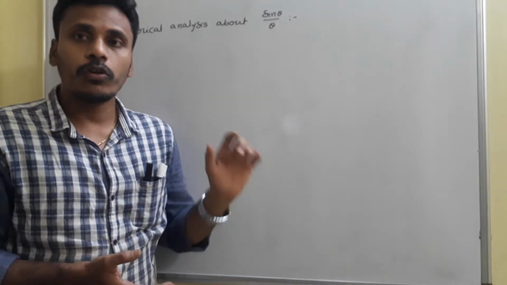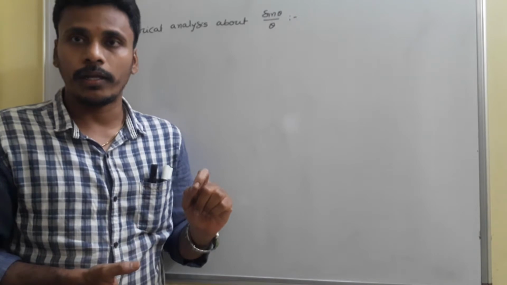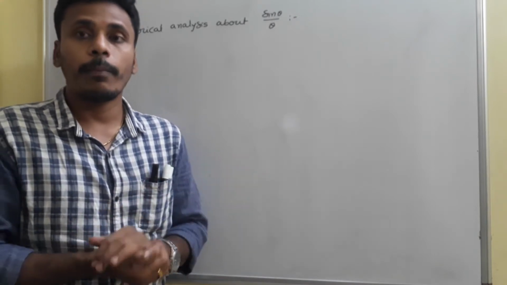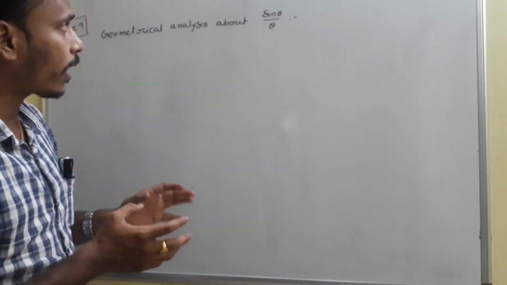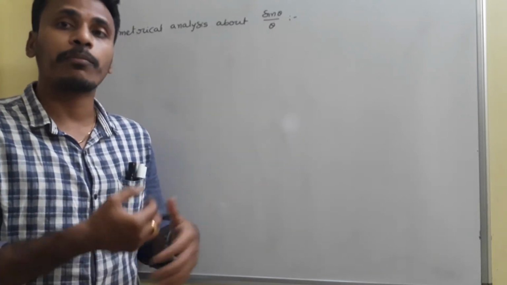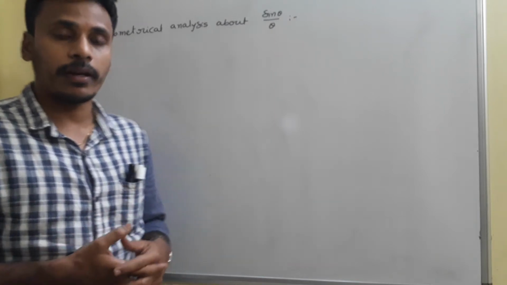So already we found that sin theta by theta as theta tends to 0 is 1 using series expansion, using L'Hospital's rule and like that. But now this time I am going to analyze this, and based on that I am going to derive some more useful limit values with geometric analysis.